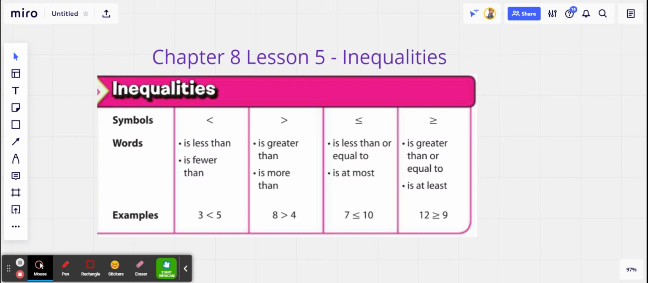Hello, ladies and gentlemen. It is Thursday, and we're going to be starting a new lesson today. We just got through with our mid-chapter check, and so we're going to start a new lesson. It's about inequalities. Inequalities is that word that starts with the I.